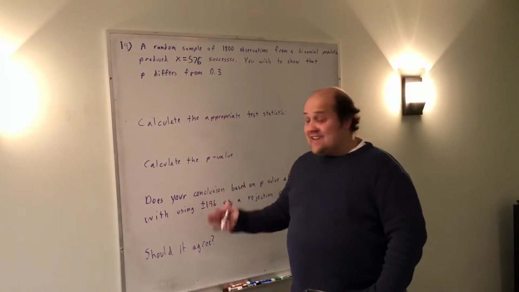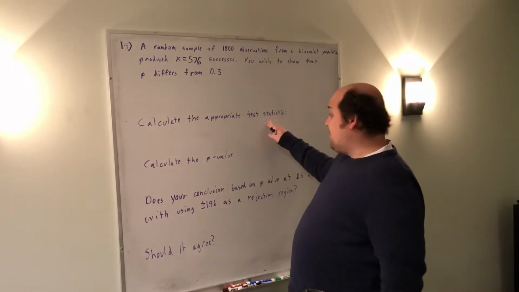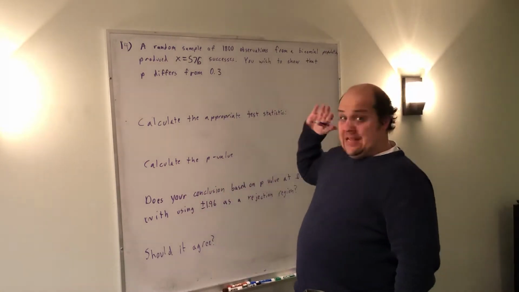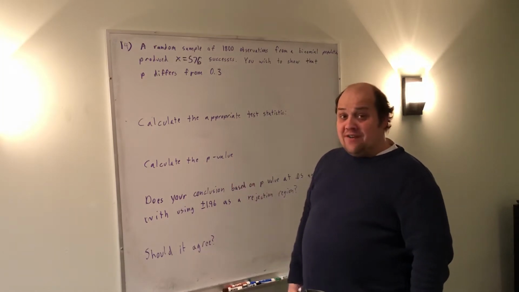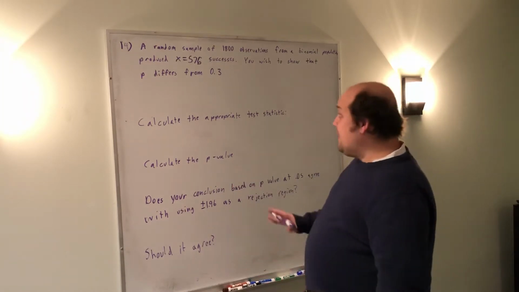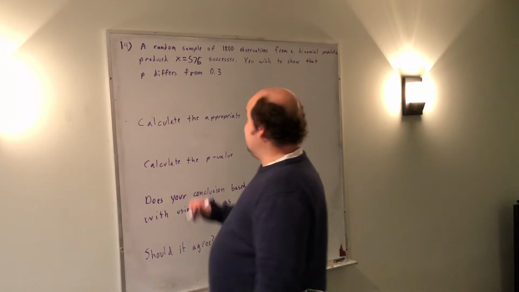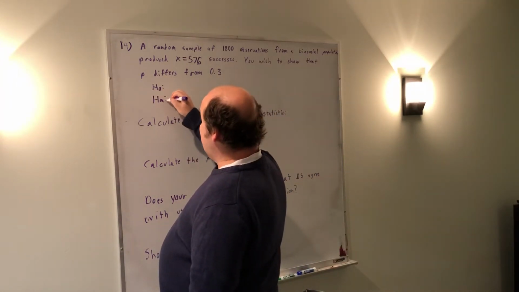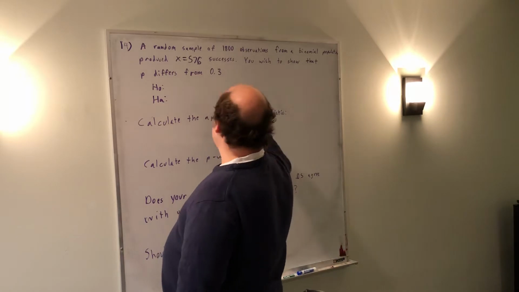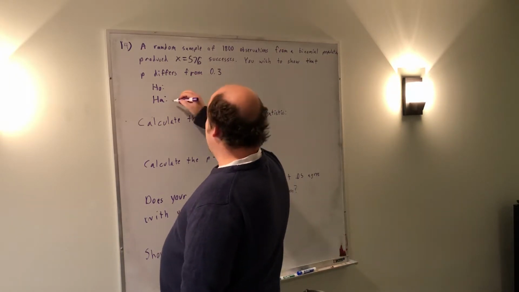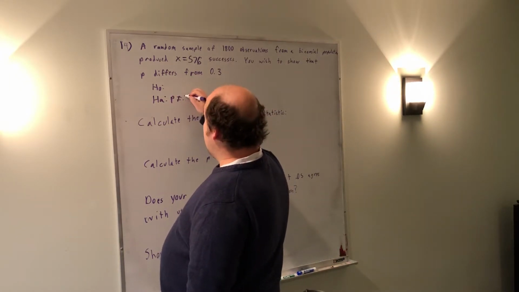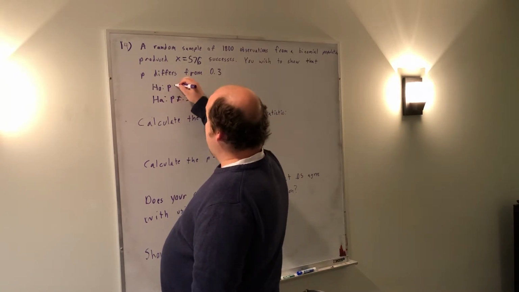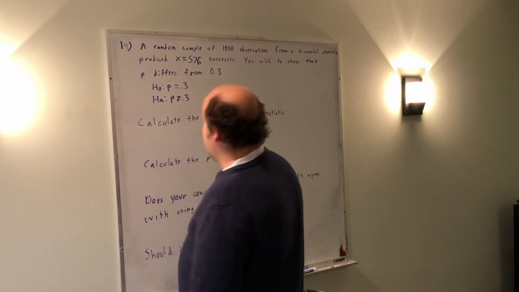Now the first thing it actually asks me to answer is to calculate the appropriate test statistic, but I need to know my null and alternative before I go any further. So even though it doesn't actually ask me to do this, I absolutely would always create a null and alternative because I will need to refer back to them. In this case, if I'm looking to show p differs from 0.3, p is not equal to 0.3 would be my alternative, and p equals 0.3 would be my null.